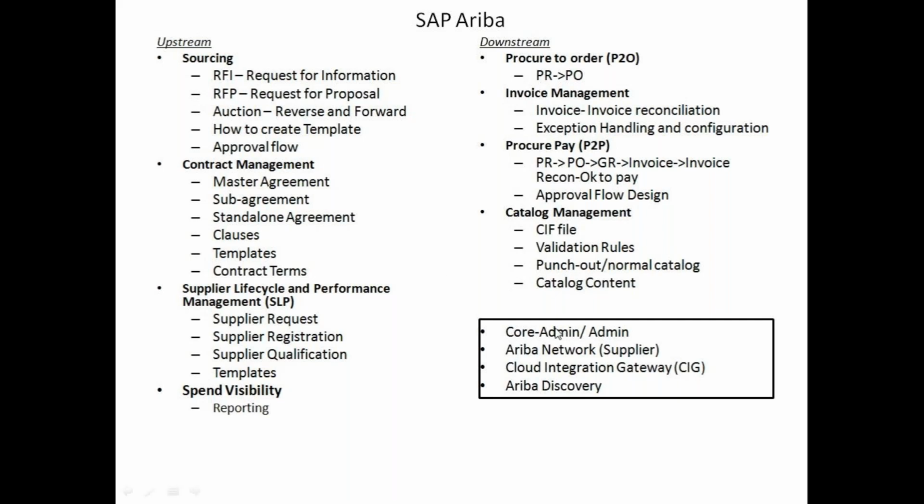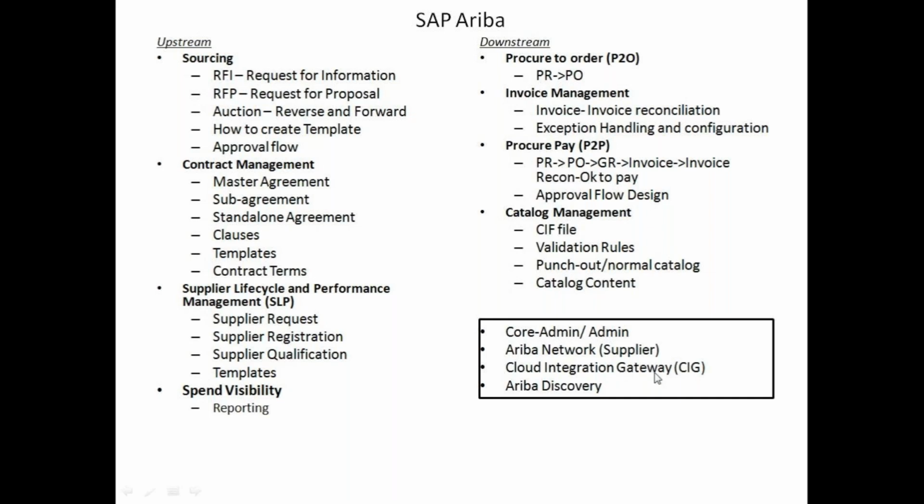Okay, so these things will be done from there. Then I will also be covering the Ariba Network from the supplier perspective: how the supplier will be working, how the supplier submits invoices, how the supplier responds to RFIs and RFPs, what the trading relationship (TRR) is, and the rules of the network. Everything will be covered in this one. We'll also be covering the CIG, the Cloud Integration Gateway.